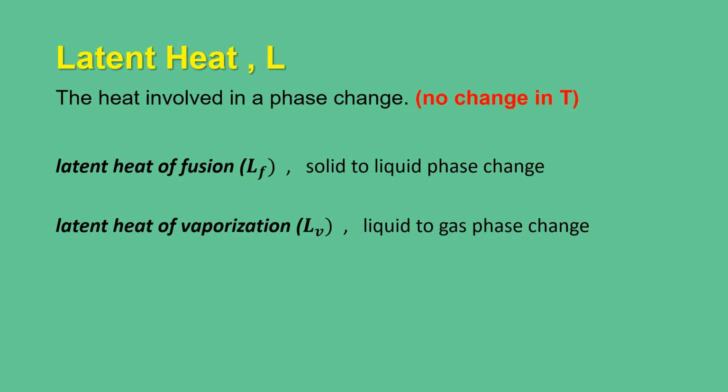The formula to compute for the amount of heat involved that causes phase change, Q is equal to mL, or mass of the substance times the latent heat involved, either latent heat of fusion LF for turning solid into liquid or latent heat of vaporization LV turning liquid into gas.